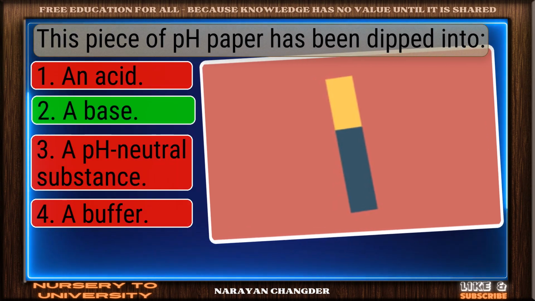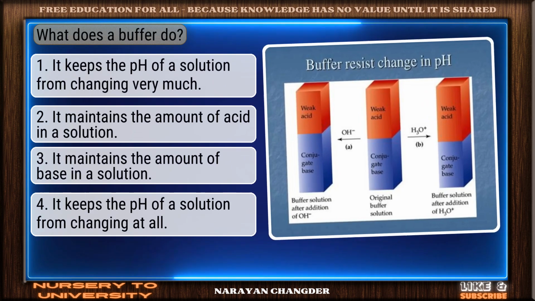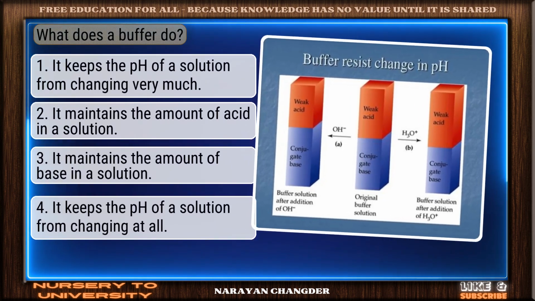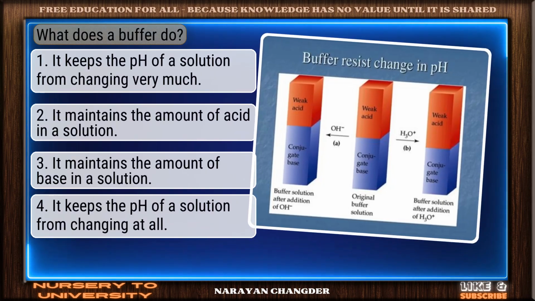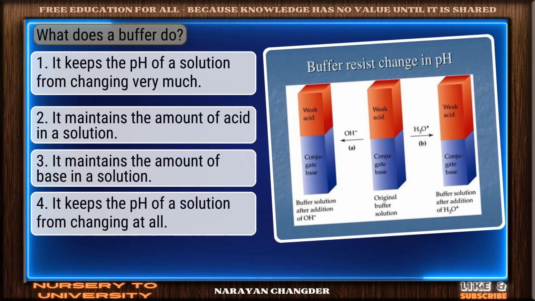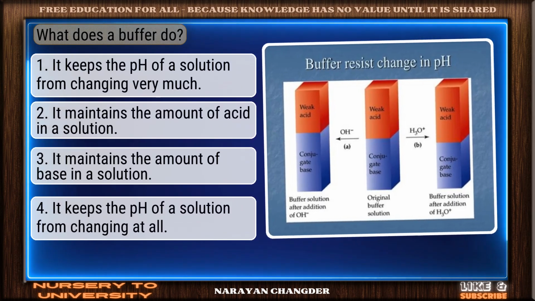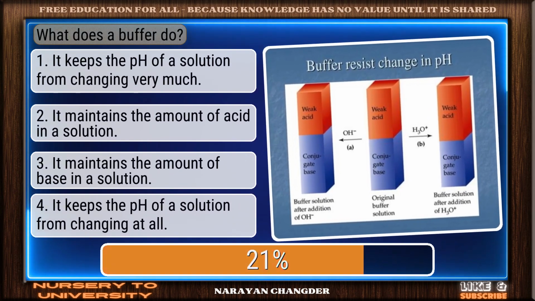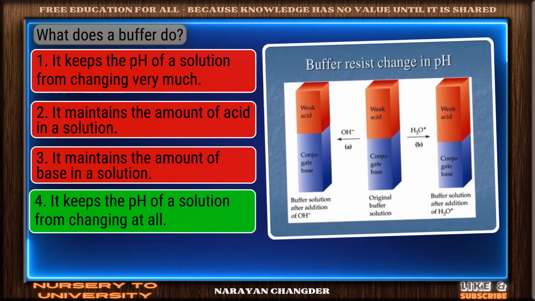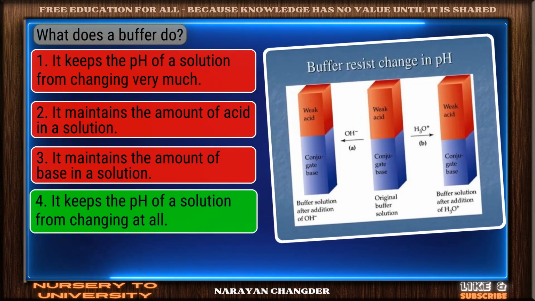What does a buffer do? Option 1, it keeps the pH of a solution from changing very much. Option 2, it maintains the amount of acid in a solution. Option 3, it maintains the amount of base in a solution. Option 4, it keeps the pH of a solution from changing at all. On track, it keeps the pH of a solution from changing very much.